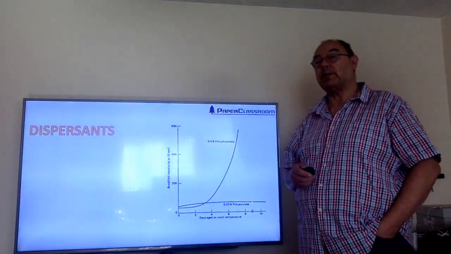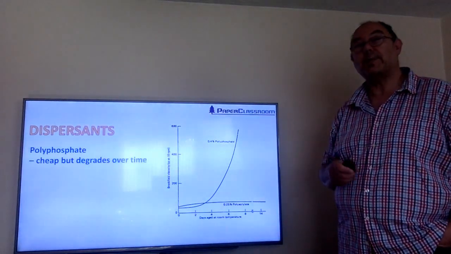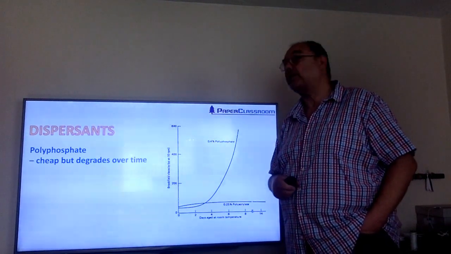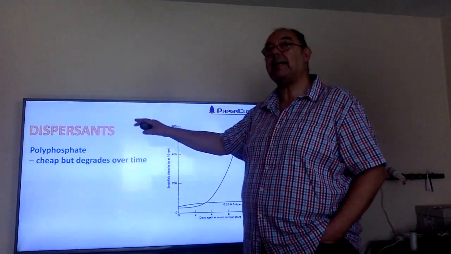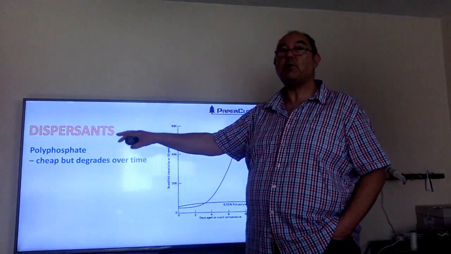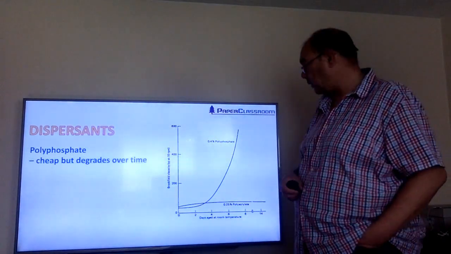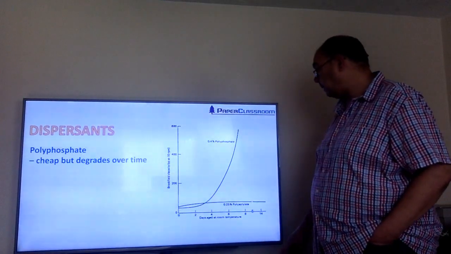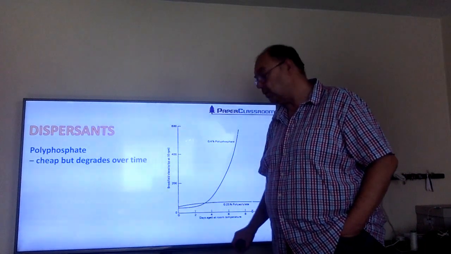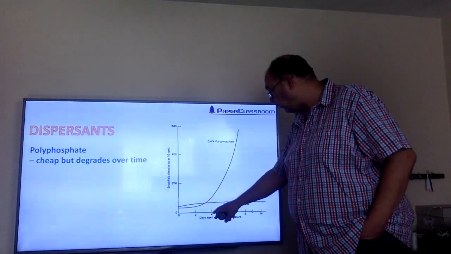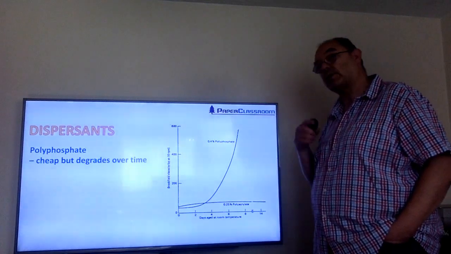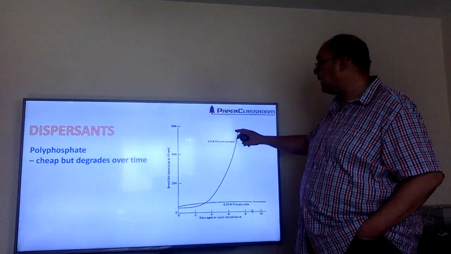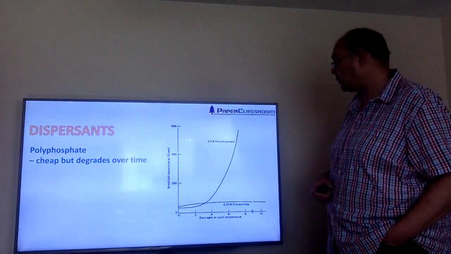There are two types of dispersants. We've got polyphosphates, common name is Calgon, chemical name is sodium hexametaphosphate. These are inorganic materials. They're cheap, but they degrade very easily over time, and that's what this curve is showing here. If you make a coating dispersion, then after around about 4 days, the polyphosphate is starting to degrade, and so the coating colour is becoming more viscous. And by the time you get to 8 days, it's way beyond acceptable viscosity.